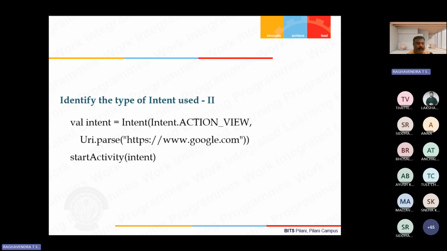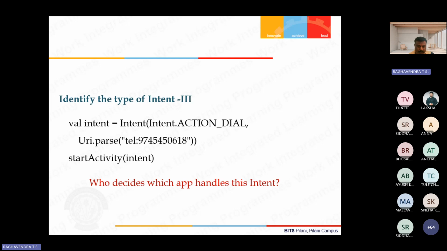The second type of intent is that, say you need to open google.com. Where will it open? Your activity is asking to open another activity, but that activity cannot be opened through your application. It has to be through another application, right? So I need to specify the link of where it has to open and through which application. Could be a browser, right? So this will open google.com. A browser will be opened for that.